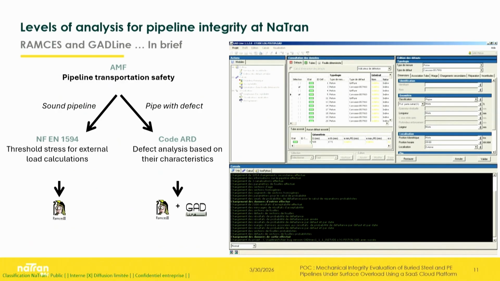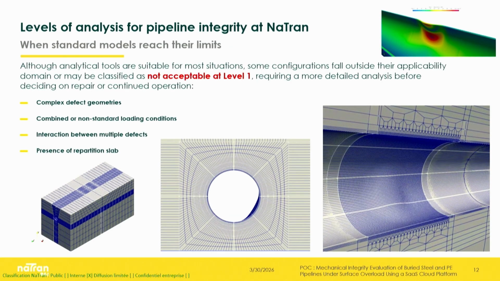On the other side, for all the defects that we find after the inline inspection, we have Guideline that takes the data directly coming from the inline inspection and assesses the defect based on their characteristics. So it's like 2,000 to 3,000 defects that are analyzed directly with Guideline.